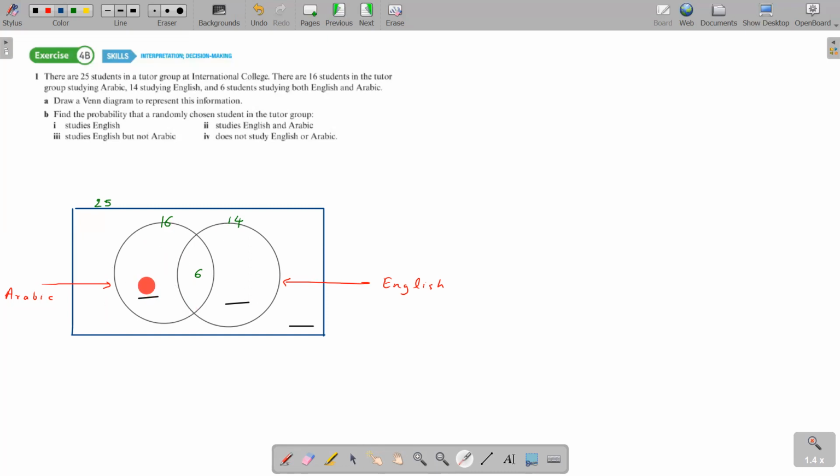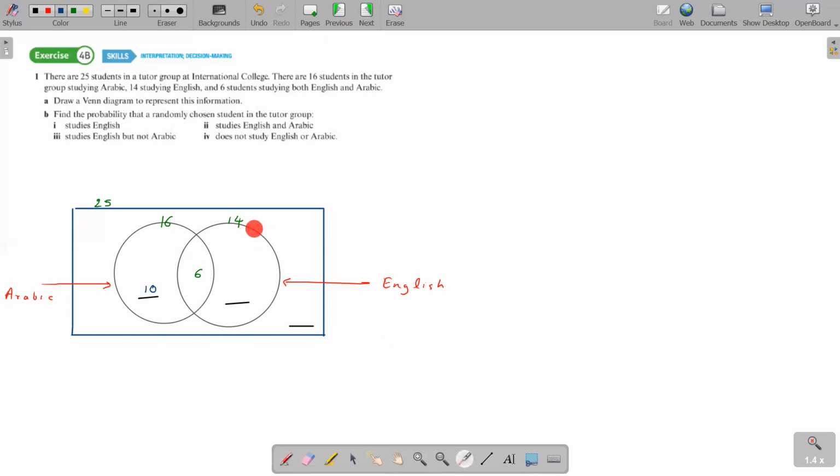So these are the people in this particular region. You find the people who study Arabic only. They don't study English. So in that case, how many students are there here? All you got to do is subtract from the full total of the circle. You subtract 6. So 16 minus 6 is 10.